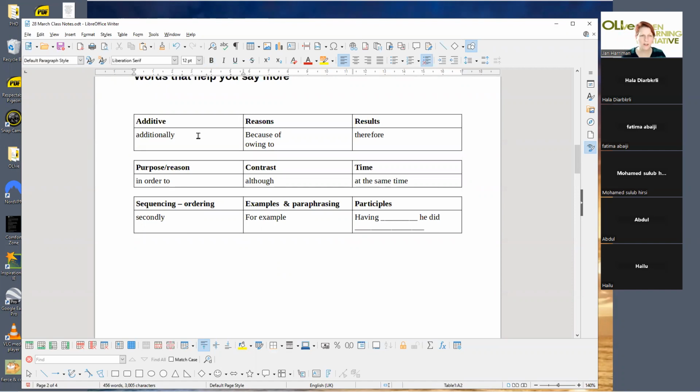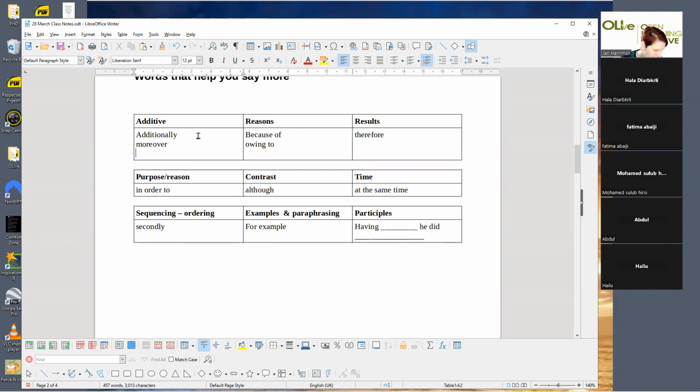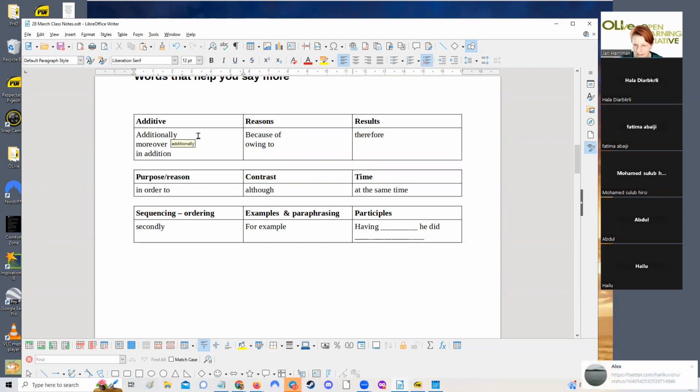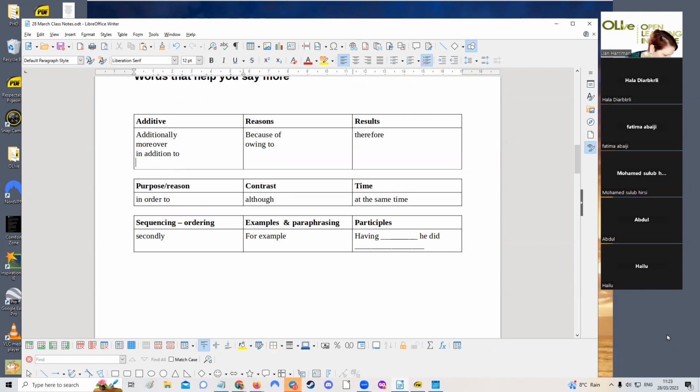Okay, so what are other additive words that we can use? Can you think of any others? What else? Moreover. Excellent word. In addition. In addition to. Excellent. Any others? There is one more, but I am a little in doubt. Besides.